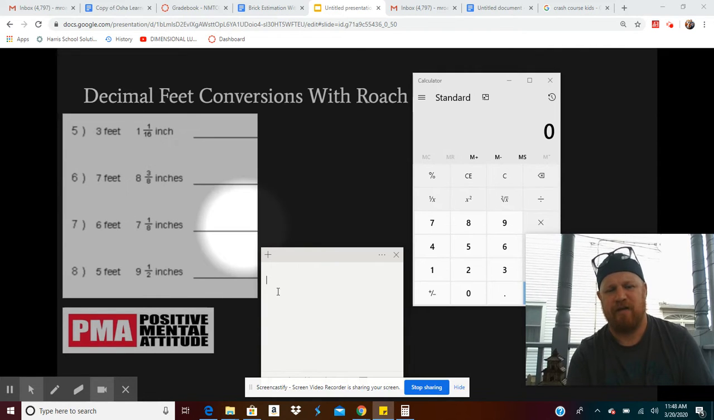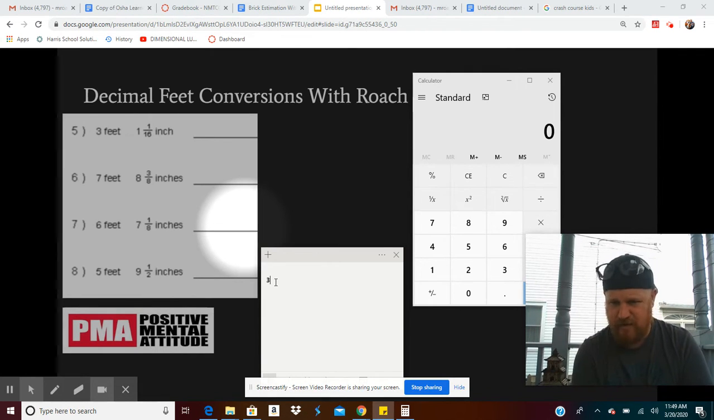Right? And we're just going to carry that right down. We're just going to write 3. All right. Now, we all know that in construction, we would go 3 and 1 single apostrophe for feet. But in decimal feet, there's no apostrophe in a standard calculator.